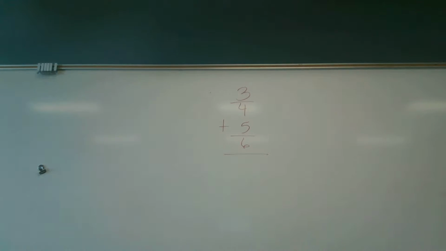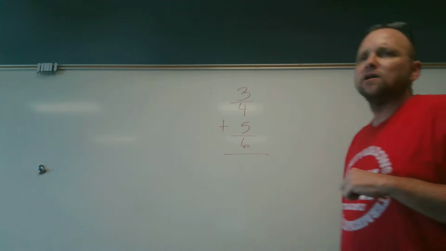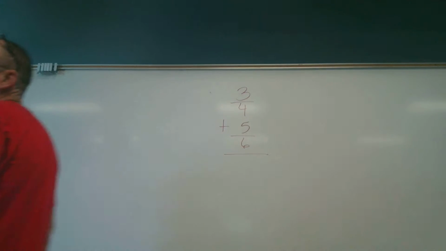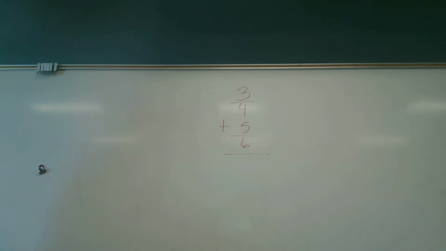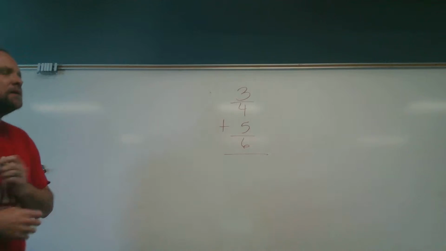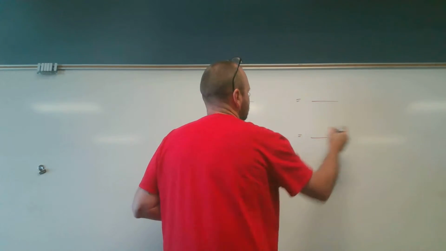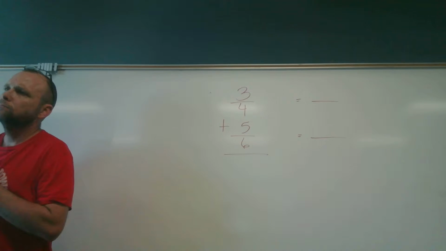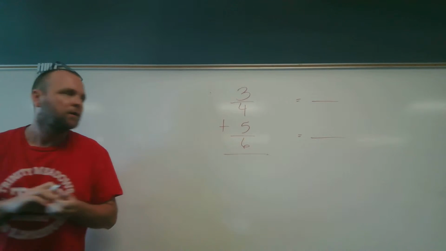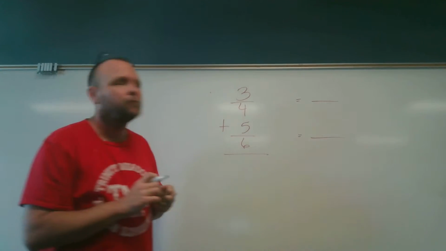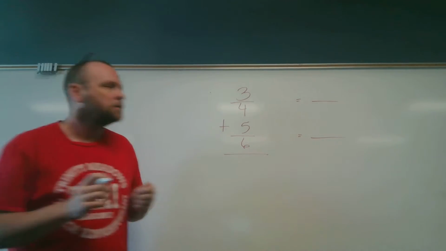All right, we have the problem 3/4 plus 5/6. Let's start off by asking Brooklyn. What would our first step be in this, Brooklyn? Find the common denominator. And how would I do that, Brooklyn? You multiply to see which one's closest to 6.